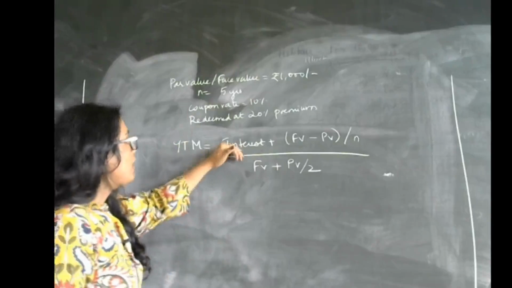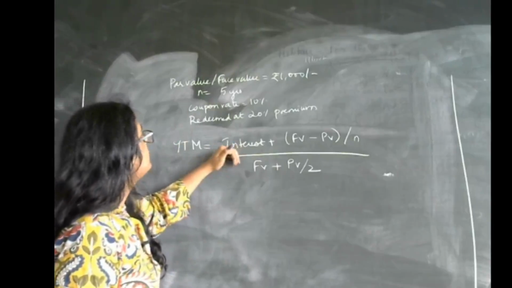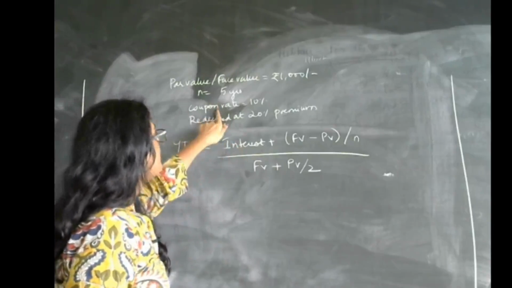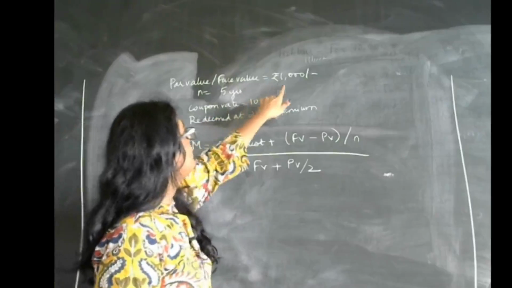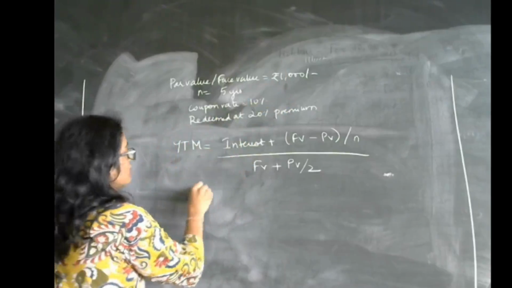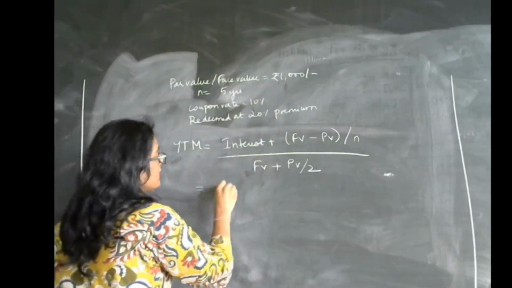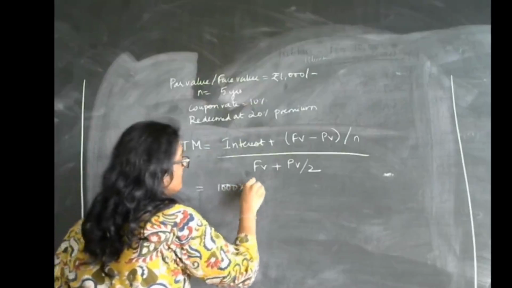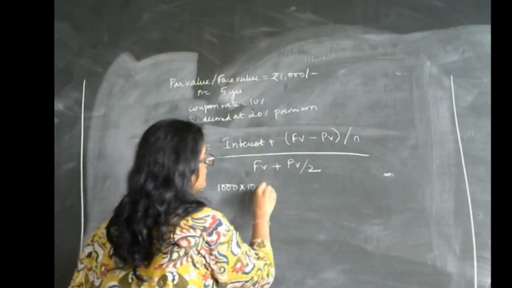Okay, interest, you know how to find out. Interest is calculated on the face value. The coupon rate, that is 10%, we are going to multiply it on the face value, which is the 1000. So 1000 multiplied by 10% is going to give you the interest.